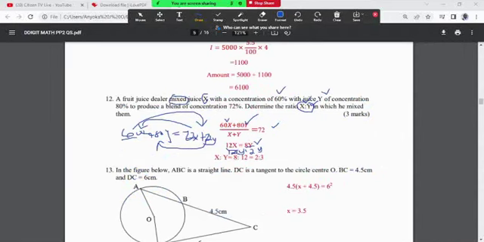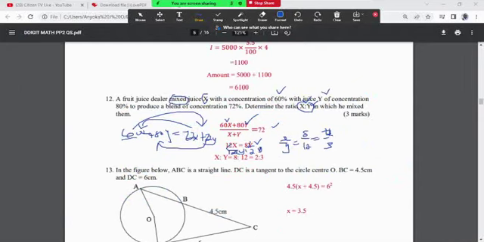So 12 and 12 will cancel. Y and y will cancel. So what I remain with is x over y equals 8 over 12. Simplify 8 over 12, dividing by 4 by 4, we get 2 over 3. So the ratio will be x is to y equals 8 is to 12, which equals 2 is to 3.